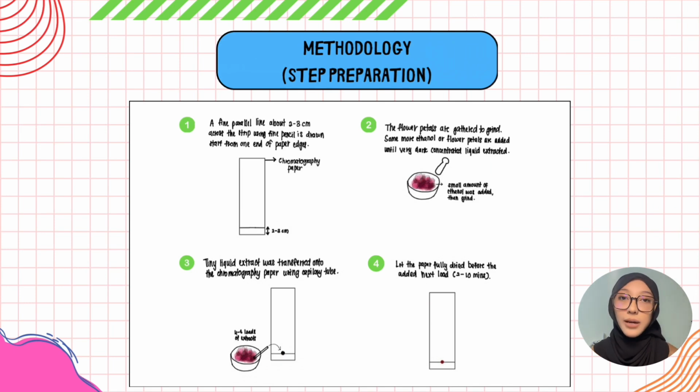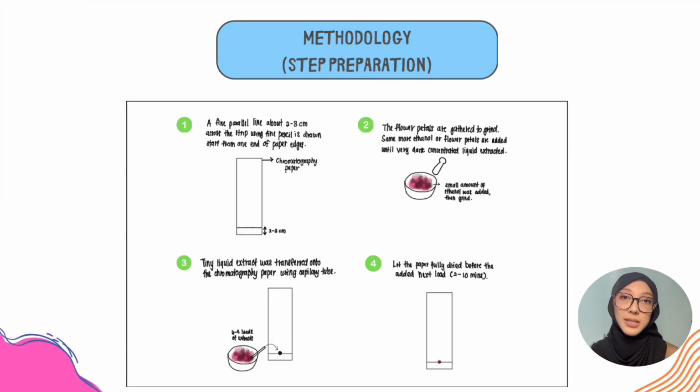Second, the flower petals are gathered and ground, and some more ethanol or flower petals are added until a very dark concentrated liquid is extracted. Third, using a capillary tube, the liquid extract was transferred onto the chromatography paper, literally at the center part of the parallel line that was drawn. Fourth, 4 to 6 loads of extract could be done. However, before adding the next load, the paper must be fully dried first. Let it be 2 to 10 minutes.